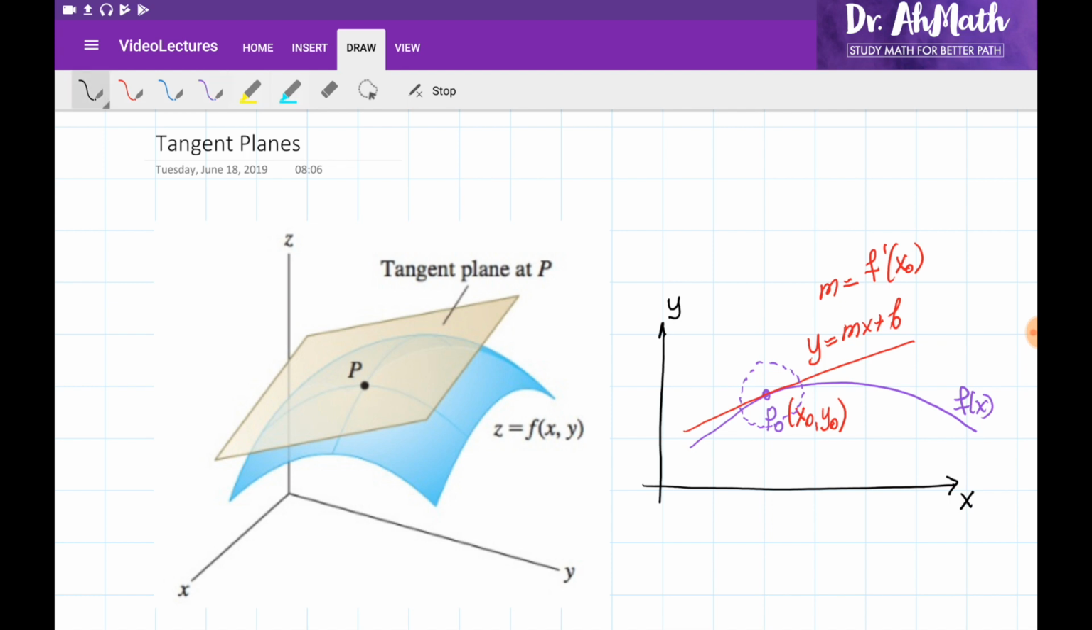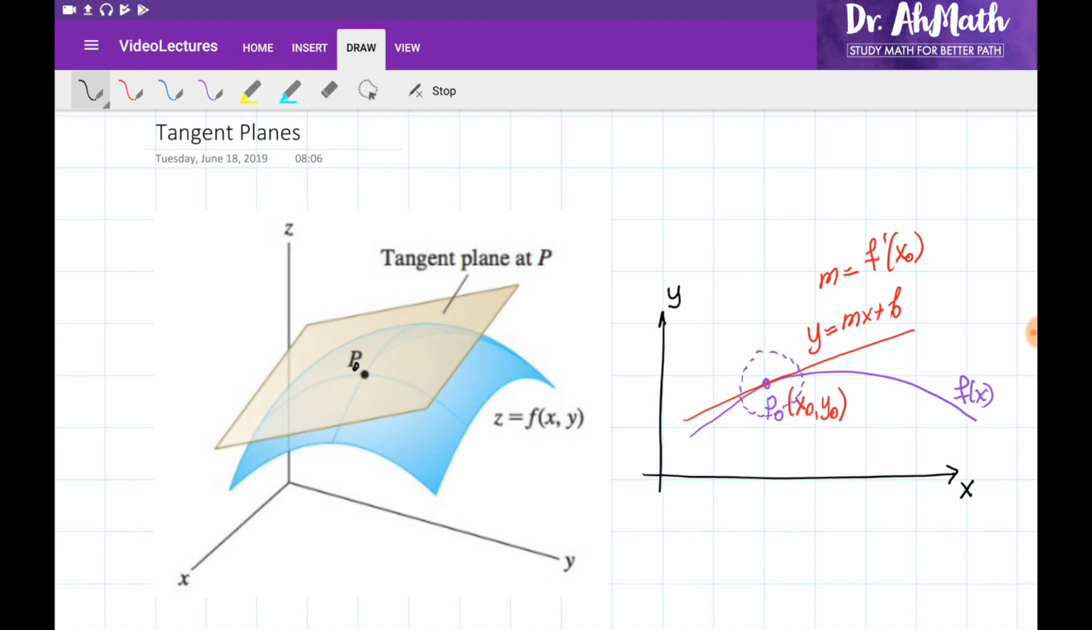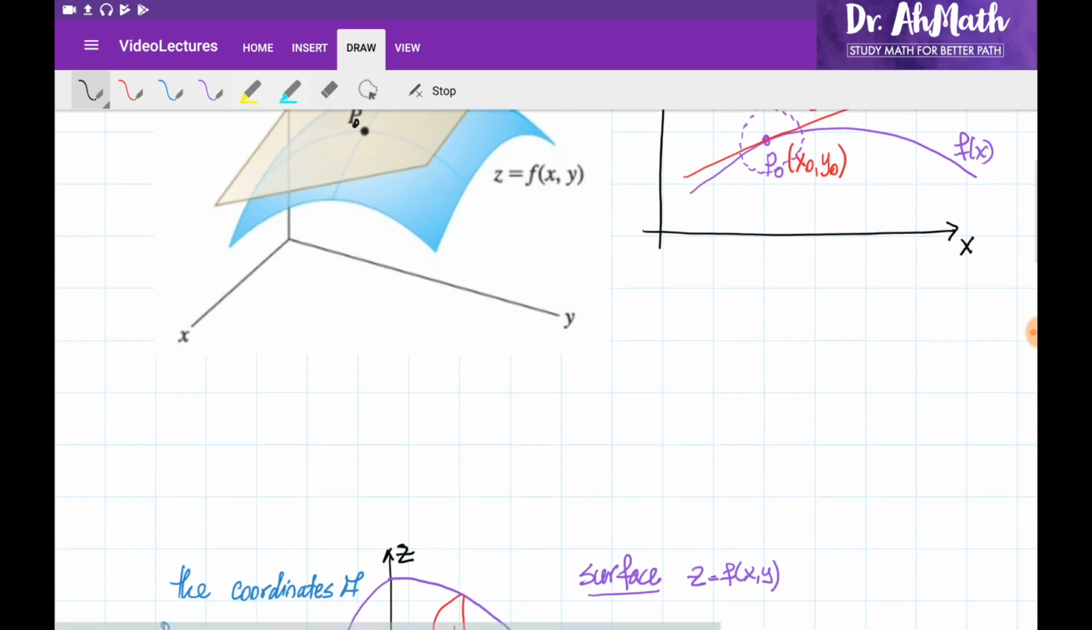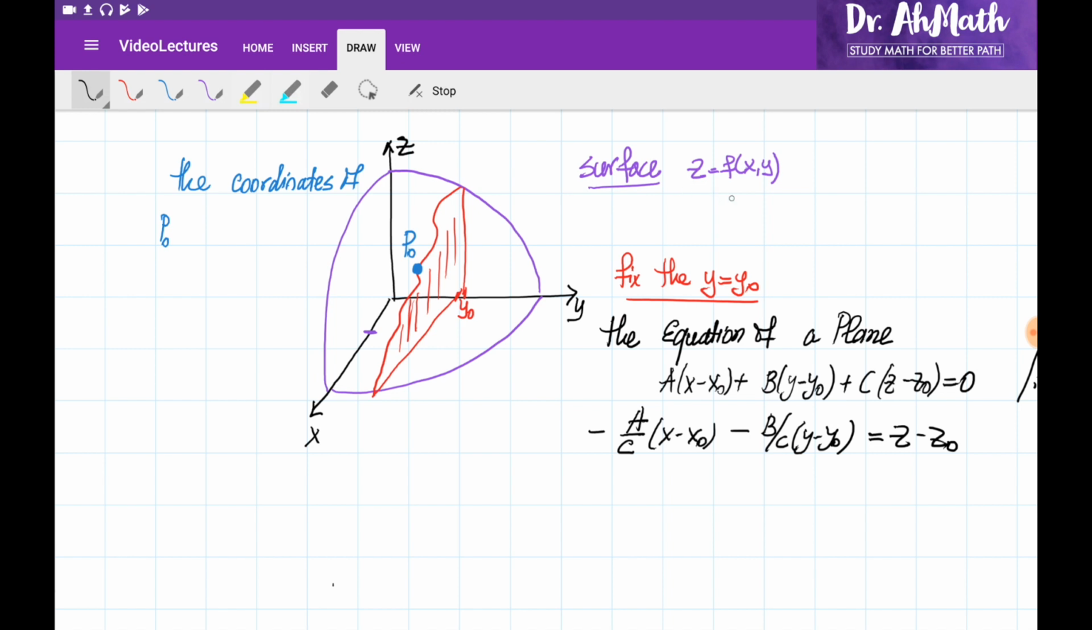So when the surface is given as a multivariable function, z is equal to f of x and y, at some point p0, we would like to create a tangent plane, right? So in order to do this, we're going to use similar ideas as before for the single variable function. So let's say we're given some surface z is equal to f of x and y, and we would like to create a tangent plane at this point, p0.